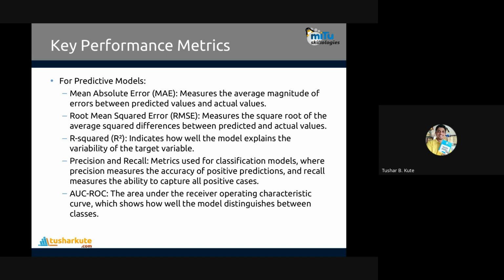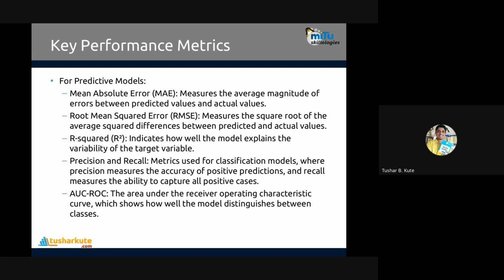What is that? The average magnitude of errors between predicted values and actual values. Average error, average absolute error. The difference between the two is called MAE, mean absolute error. Then RMSE, root mean squared error. Same, an average error, but the square root of the average squared difference between the predicted and actual values is taken.